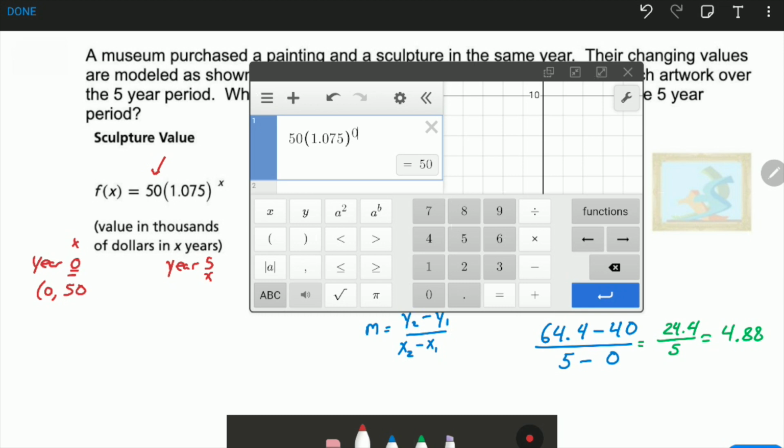And at year 5, so let's go ahead and just change that to a 5, we have about 71.78. I think I'll keep 2 decimal places. That's probably enough to show what we need.